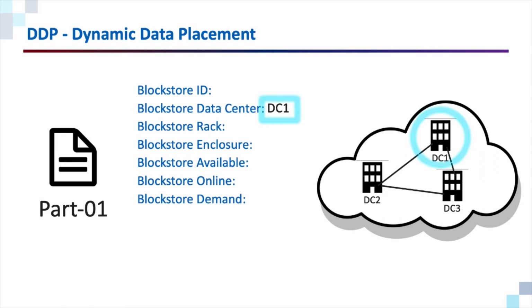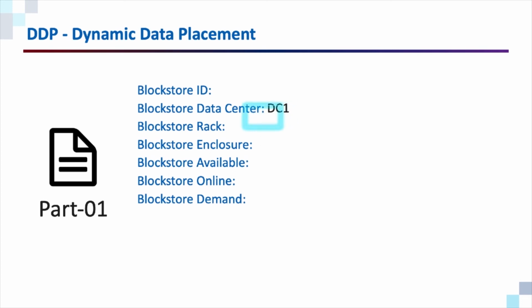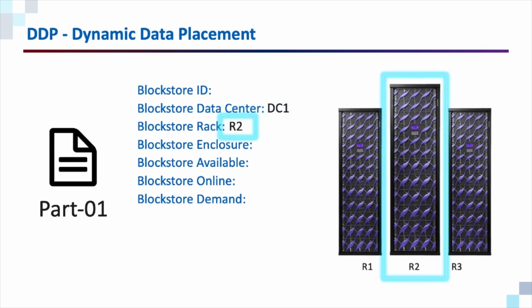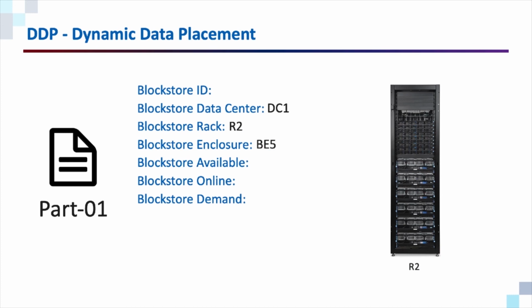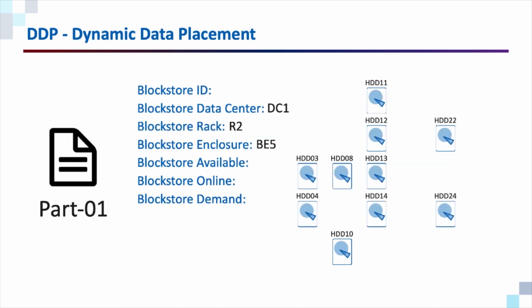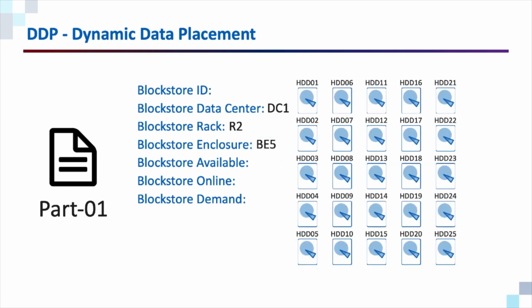Storage policy will tell us the data center. It also tells us the preferred rack and the preferred enclosure. But inside that enclosure, we have several block stores. In this case, 25 block stores. And this part can be stored on any one of them. But how do we determine the most ideal location? Well, with the 25 block stores, let's consider that our selection set.